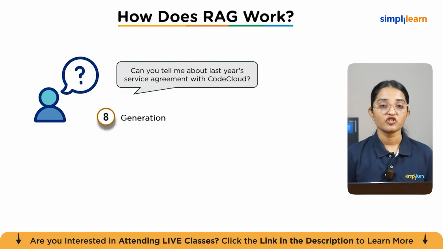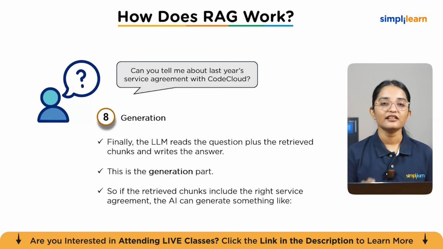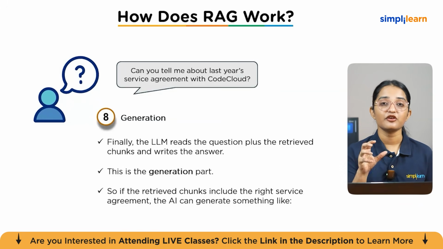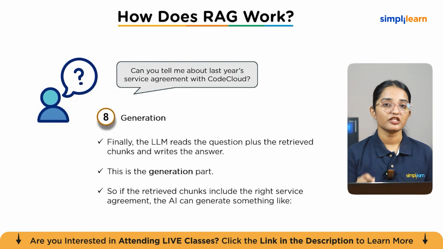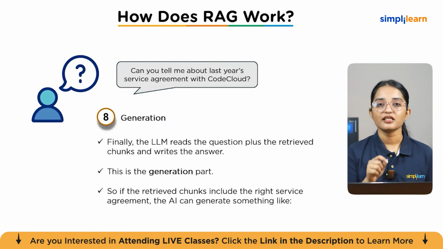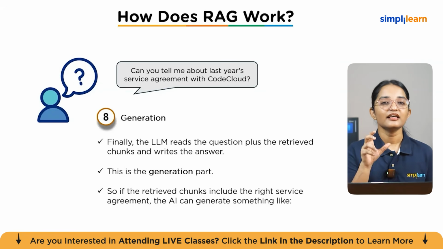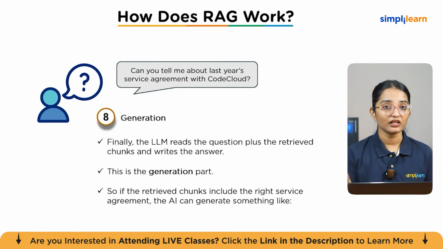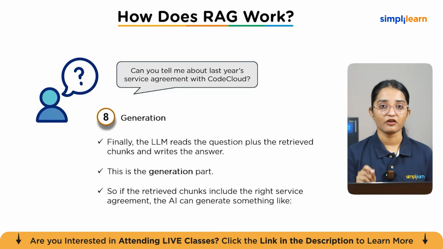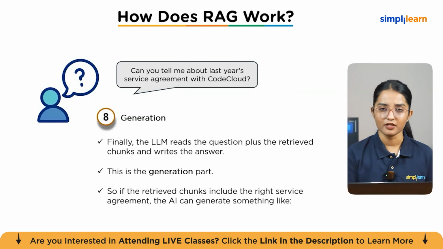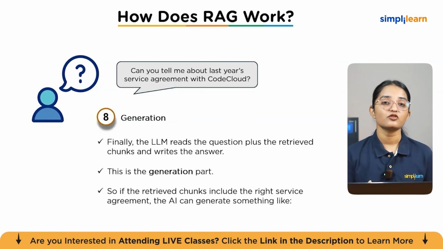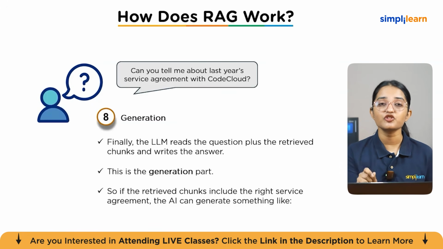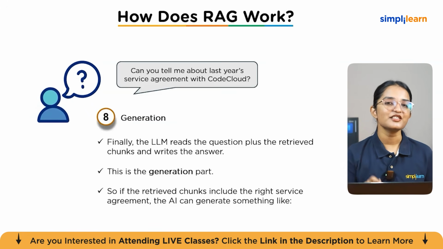Coming to the eighth step, which is generation. Finally, the large language model reads the question plus the retrieved chunks and writes the answer. This is the generation part. So, if the retrieved chunks include the right service agreement, the AI can generate something like, last year's service agreement with CodeCloud was a 12-month contract focused on cloud support services with renewal time and pricing adjustment. Now the answer is not based on guesswork, it is based on the actual retrieved content. And that is the beauty of RAG.